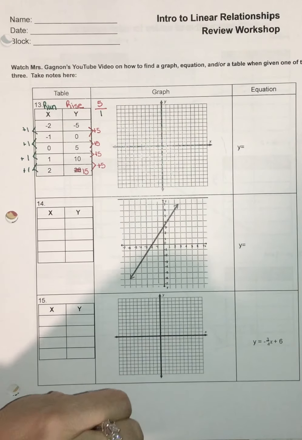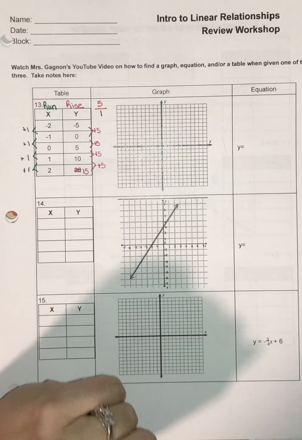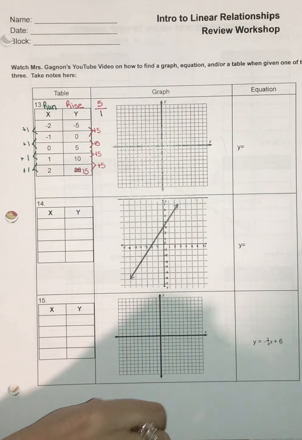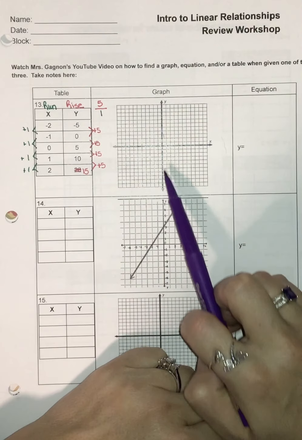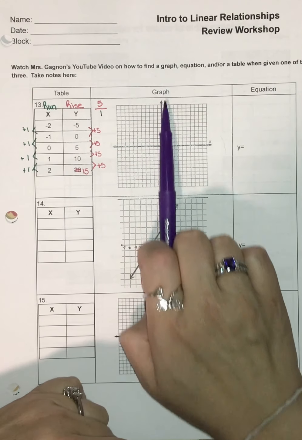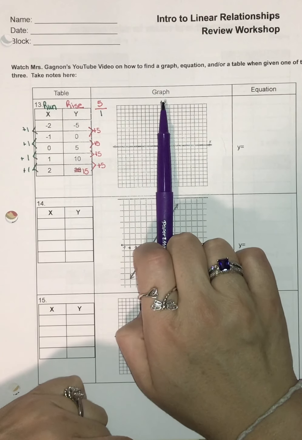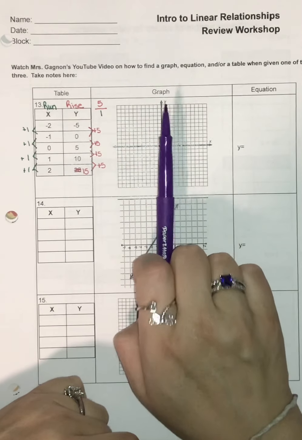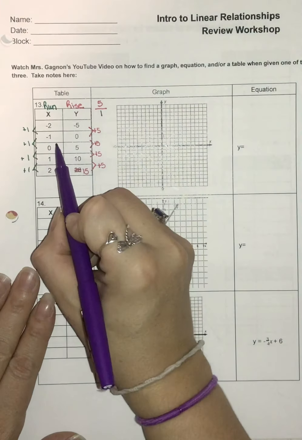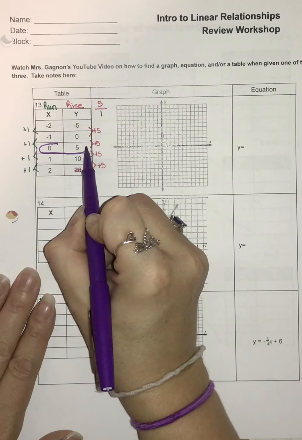Then we look for our y-intercept. The y-intercept is when the x is 0. So it's where it's touching the y-axis. So if it's touching the y-axis, no matter where it is on the y-axis, it's at 0. We haven't run right and we haven't run left. We stay right at 0, which right here is 0 and 5.